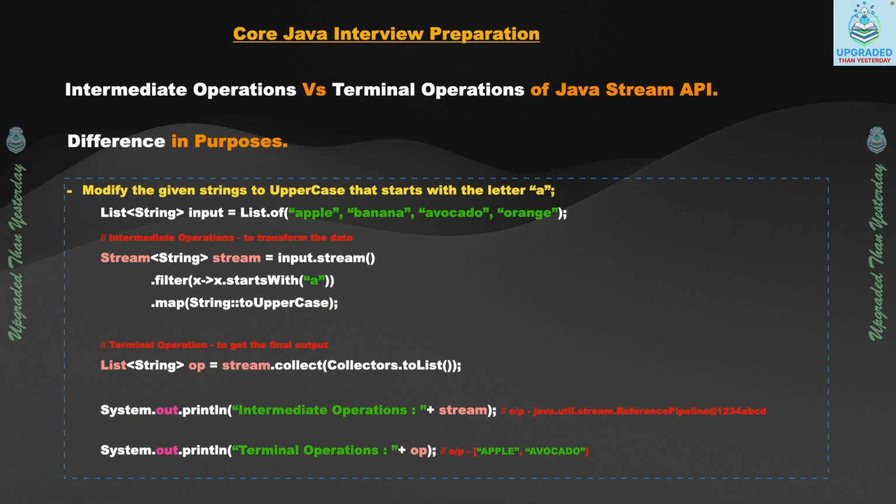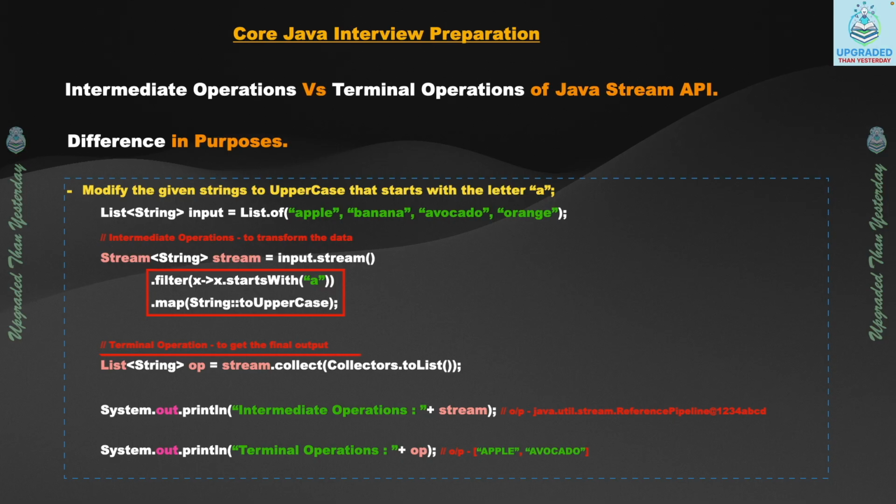Look at the code. There are two intermediate operations applied. Filter method is used to filter the data and the map method is used to modify the data of the stream. Whereas the terminal operation collect method is used to collect the data from the stream, which is the final output.